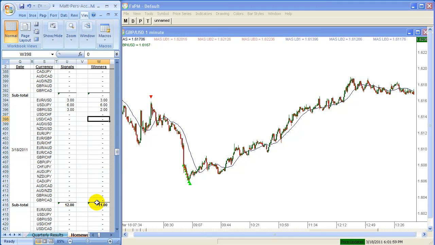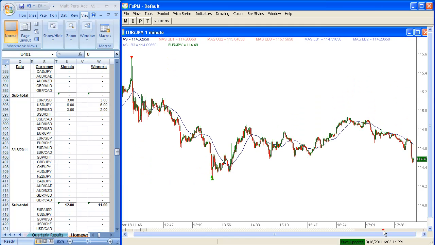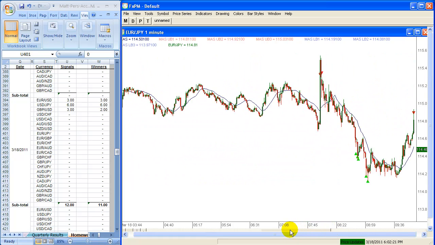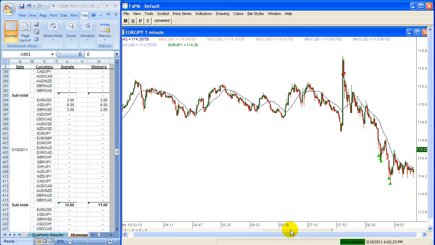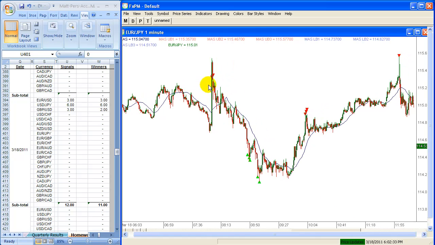So at the end of the day, you can see how many signals you actually had, what currency pair is the most active. Again, I'm sure the euro yen was very active. So let's jump over on that currency pair. So we'll scroll back to the beginning of the day, and you can see it's been a really active morning. So we had a signal here, and this definitely would have been an area for entry, as I was present during that time. So this one was a winner.